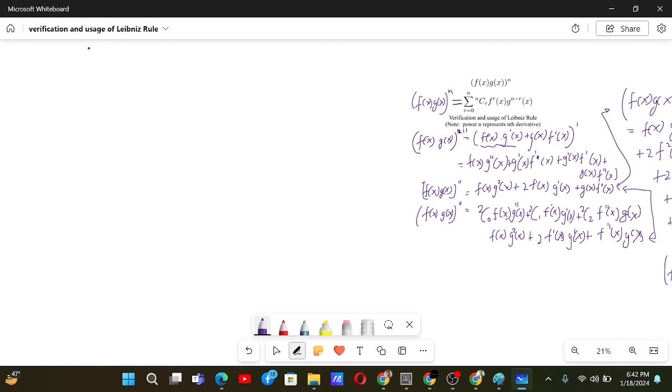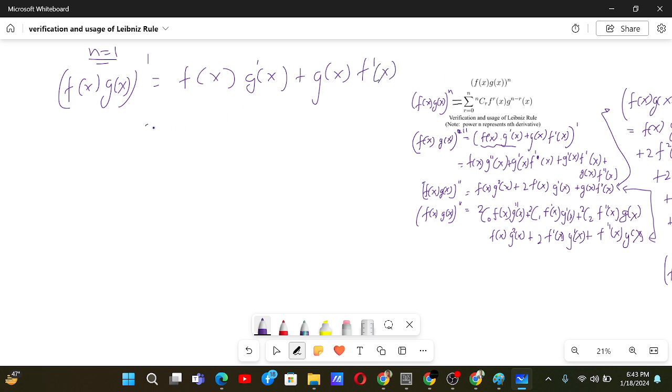So for n equals 1, it holds true. Okay, so for n equals 1, the first derivative is just f of x, g of x. Is it? No, it's not, it's the first derivative of f times g. Okay, so it's something like this. And does this hold true?